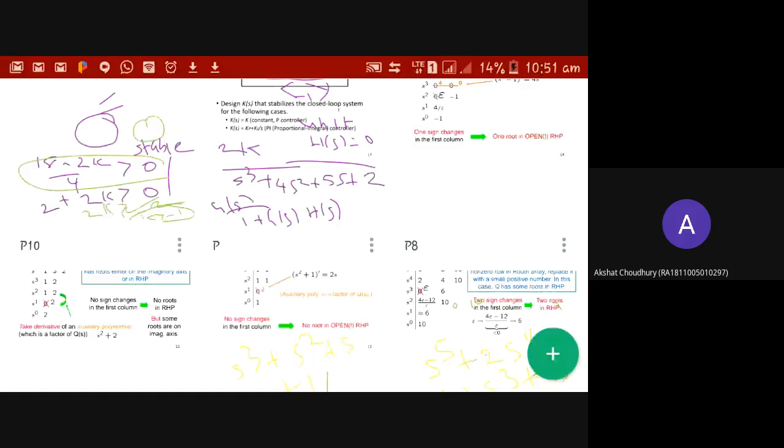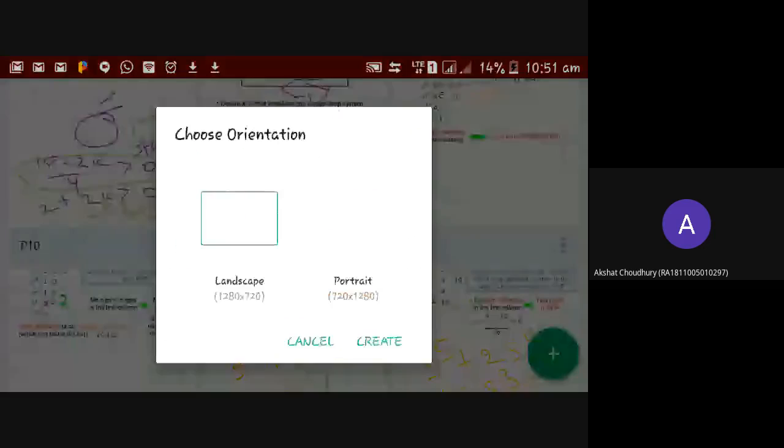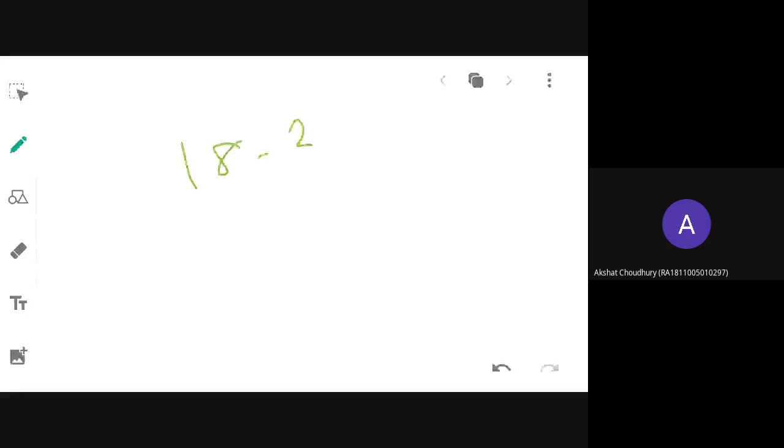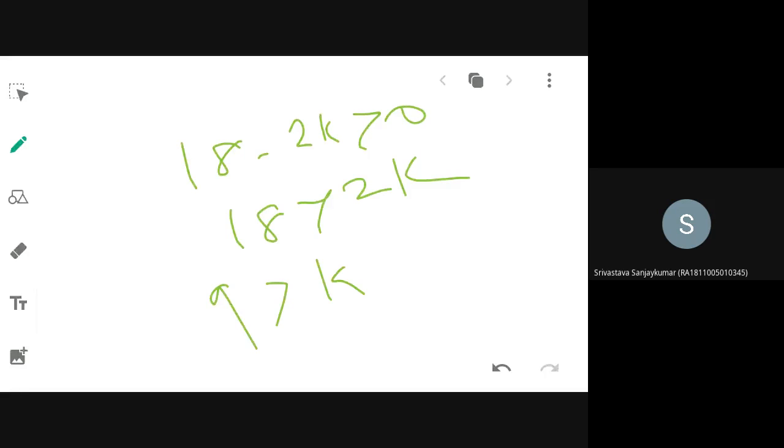I think because of that change, if you are keeping 18 greater than 2k, so what will be the answer? Okay, I will tell you again. 18 minus 2k greater than 0. So 18 greater than 2k. So k less than 9. So what is the answer? K less than 9 only. Correct or wrong? Yes, ma'am. Correct, ma'am. This is how you have to solve.